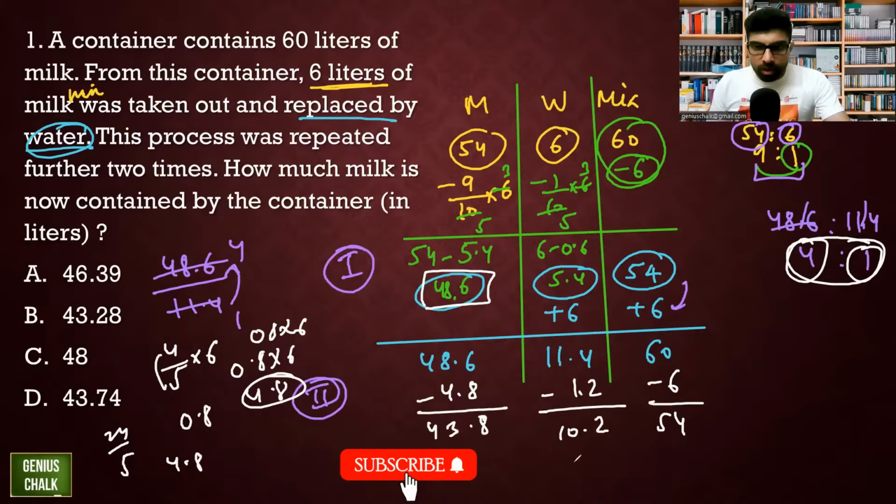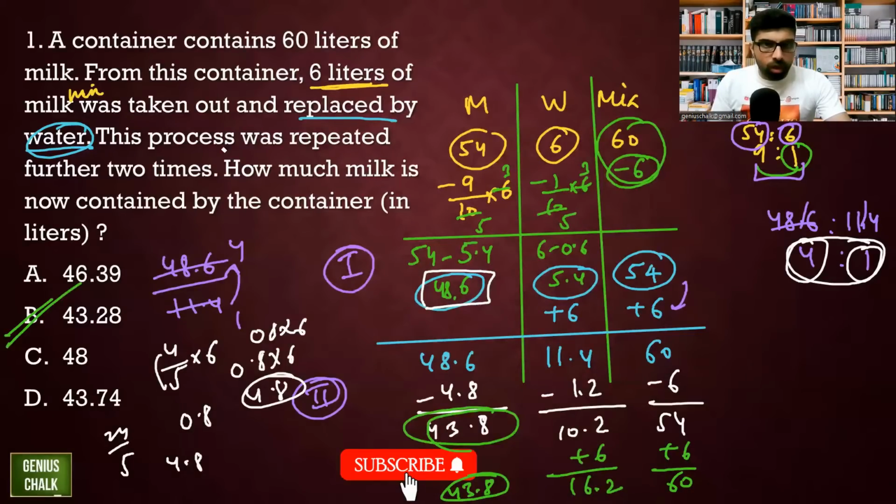So let's replace it with water also, right? So what is the quantity? It will be 60 again, right? And here it is 16.2, and this is 43.8. Just add. So this is 43.8, so this is 43.74. This is the approximate answer, right?